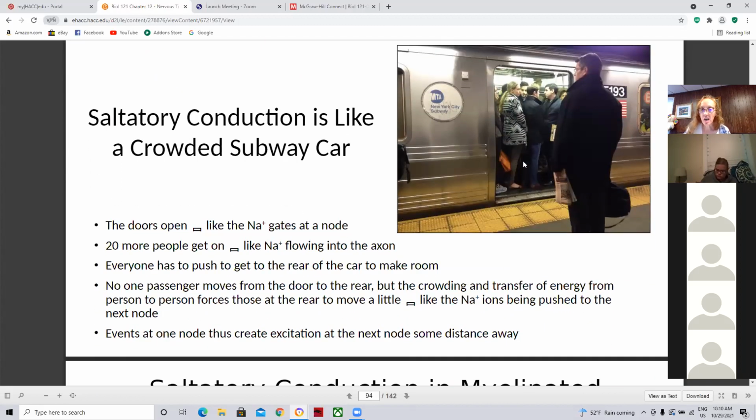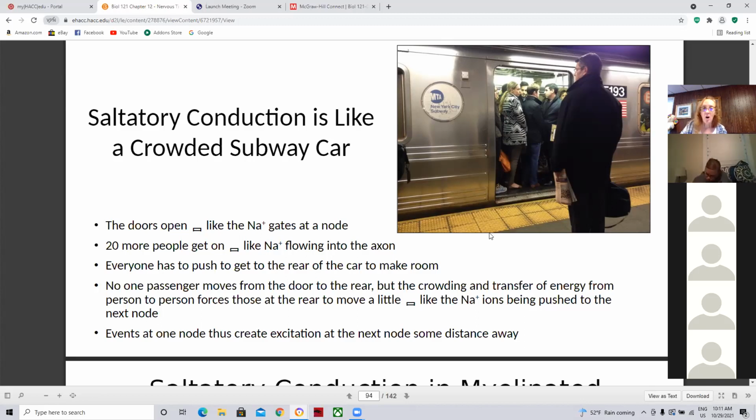Saltatory conduction is like a crowded subway car. I have ridden the subways occasionally when I was down in Washington, D.C., but I lived in Japan for a little while. And when I lived in Japan, I remember that there were people who were actually hired to push people into subway cars, because they want to pack as many people as they can into the one subway car, because nobody wants to have to wait for the next one.